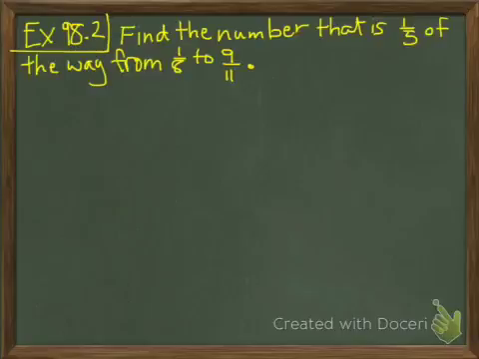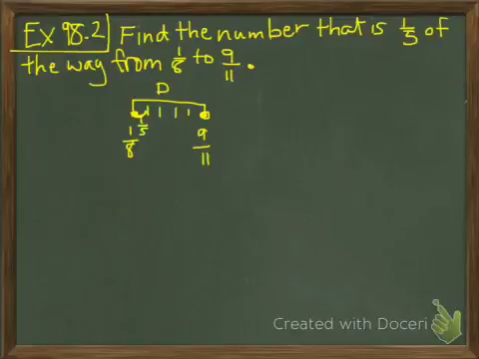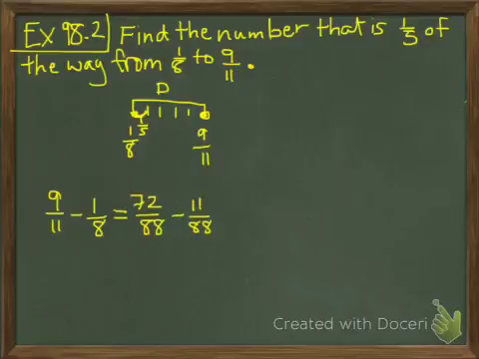So find the number that is 1/5 of the way from 1/8 to 9/11. So this one's a little bit trickier. So we've got 1/8 and we have 9/11, and we need to find the distance between those two. The way we find the distance is we need to subtract. Once we find that distance, we need to find the number that's 1/5 of that distance. So we're going to take 1/5 times the distance to figure that out, and then we'll add that to 1/8. So 9/11 minus 1/8, we get 72/88 minus 11/88.